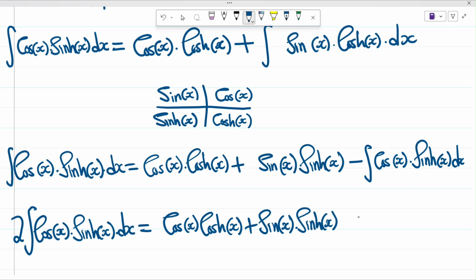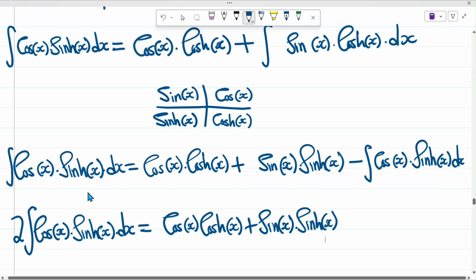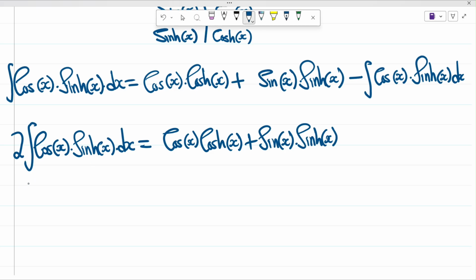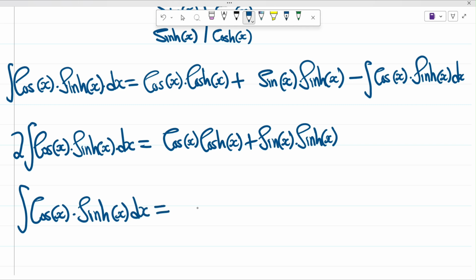And then that's it for that one, because we've already taken that one to the other side. Then from here we divide by 2 on both sides. Then we'll just be left with the integral that we were trying to solve. So that's my cos of x multiplied by my hyperbolic sine of x dx, which is equivalent to what?